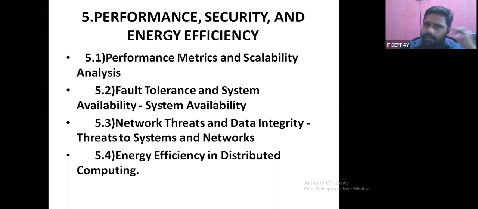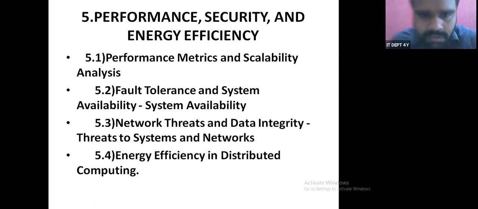Here, the performance, security, and energy efficiency. How we will measure performance in distributed or cloud computing systems, how the security will be measured, and how we have to save energy in distributed and cloud computing systems, we have to see. Energy efficiency we will discuss in the next coming topics. Here mainly we have to discuss the five main things.